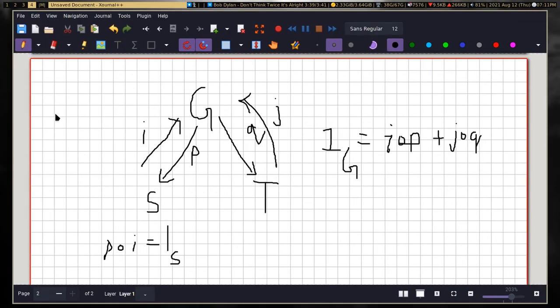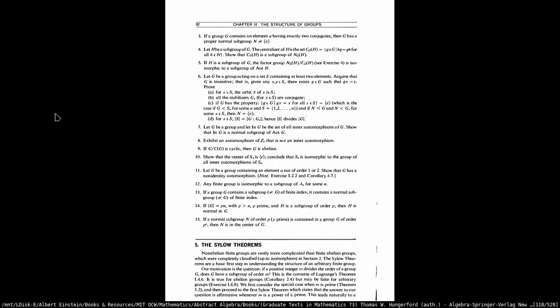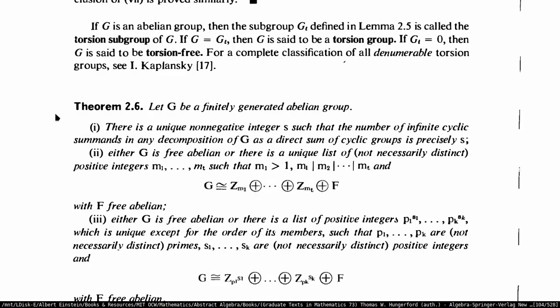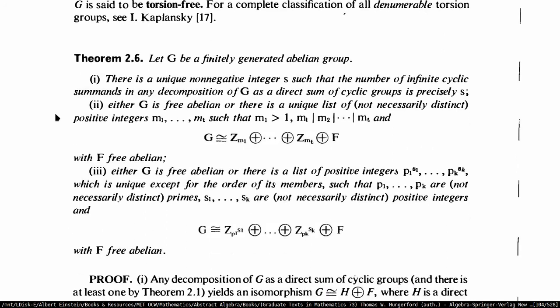Yeah, Hungerford on page 78 has his version. An interesting part is that he also deals with having a free part. So he allows copies of Z in his list. Then for the finitely generated part, if you see theorem 2 point something, there you go. So the F in that sum is a freely generated, or is a free abelian group. So that's just a bunch of copies of Z.